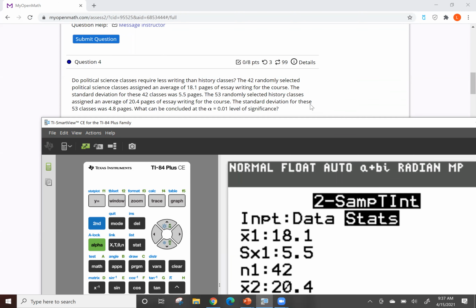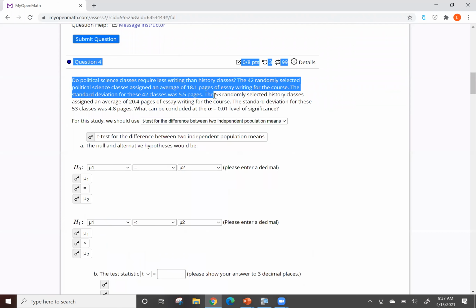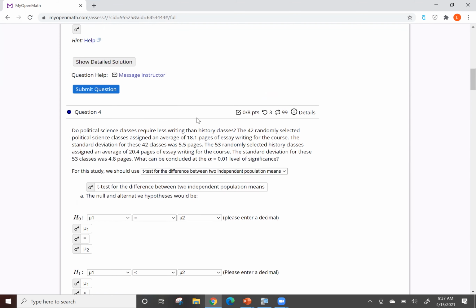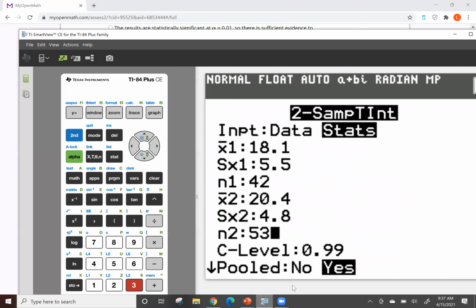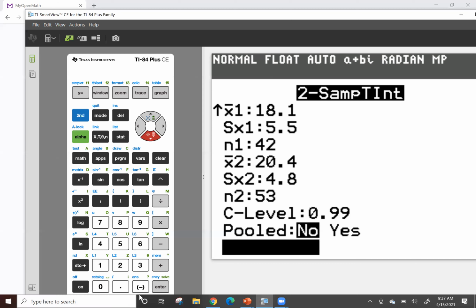Let's go up so we can see what we're doing here. Okay, then you need to put the confidence level in. What was the confidence level? 99%, so 0.99. No, I'm not going to pool the variances. And then calculate.